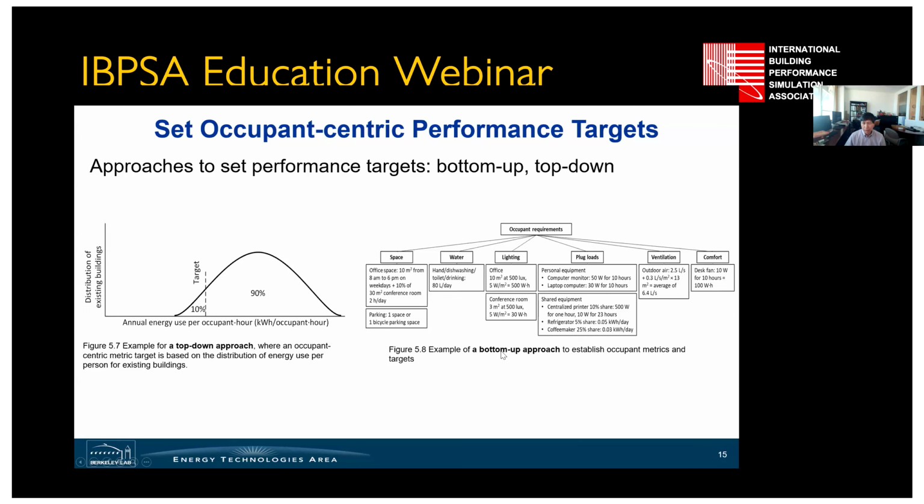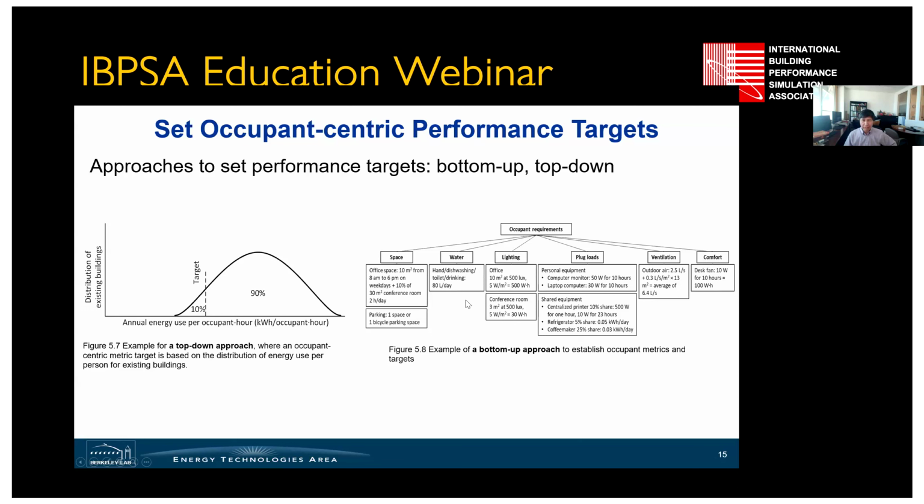The other approach is more like the bottom-up, and this is more in a design process. You try to set a quota, like for space use, is it 10 square meters per occupant? What's the occupant density, basically? For example, the parking space needs, the water consumption, the lighting illuminance needs. So these are more from the bottom up. Then you set a quota of the different end uses or functions or services of the buildings, and then you can aggregate and calculate those occupant KPIs.